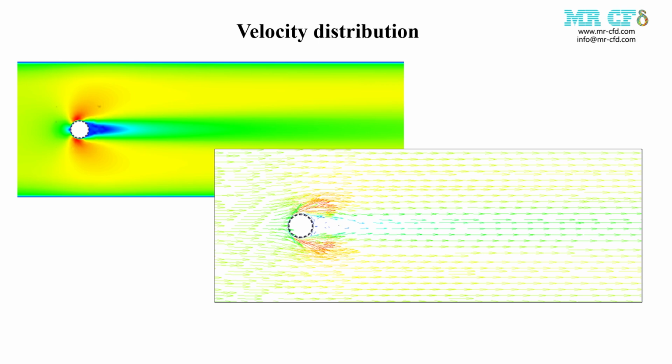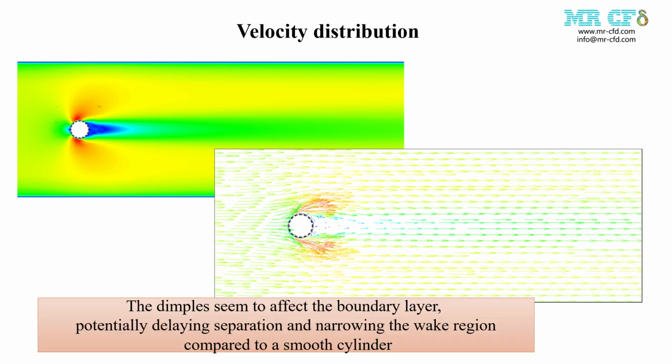But now there's a question. How do dimples affect flow pattern? The dimples seem to affect the boundary layer, potentially delaying separation and narrowing the wake region compared to a smooth cylinder.